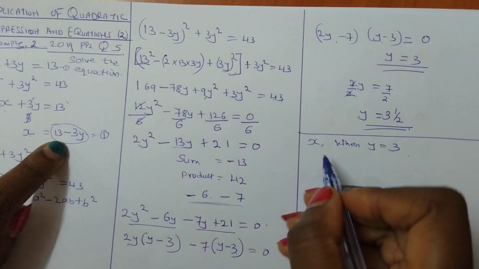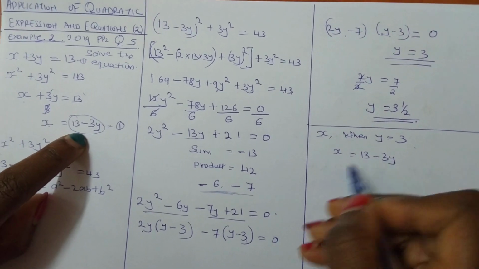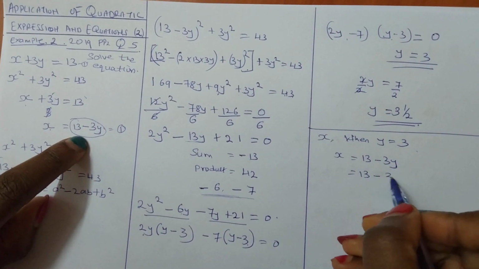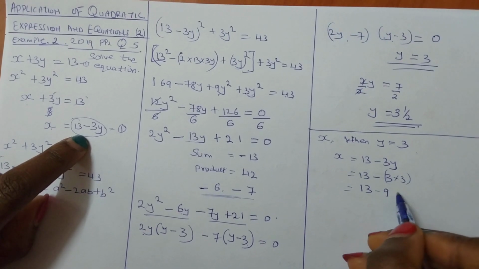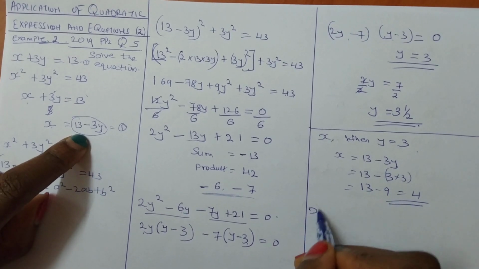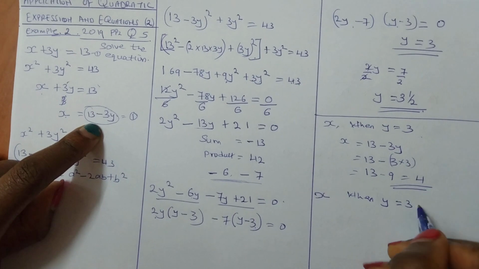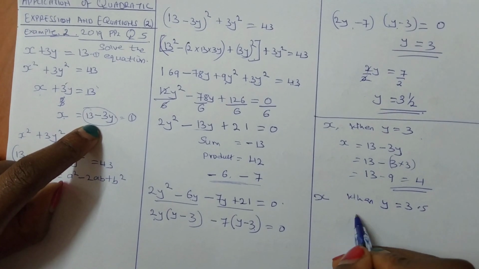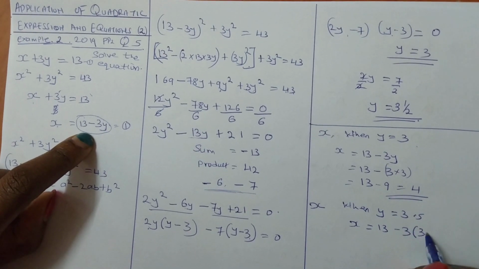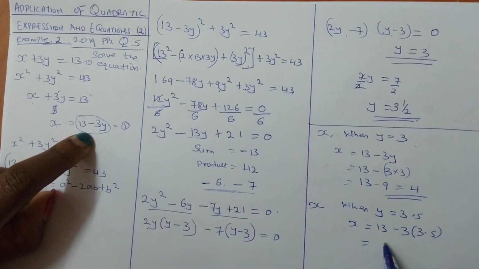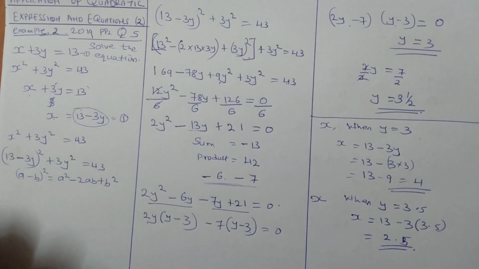We come to our equation that we had here, that x is equals to 13 minus 3y. So here we have 13 minus 3 times 3, which is 9. So 13 minus 9, we get our answer as 4. Our value of x when y is equals to 3.5, we do the same, that is x is equals to 13 minus 3 times 3.5, and we get our answer as 2.5.